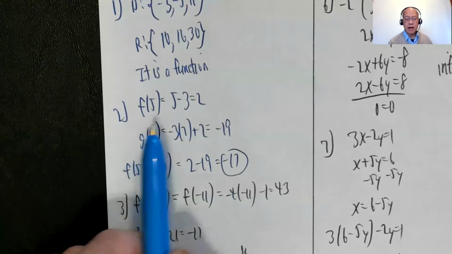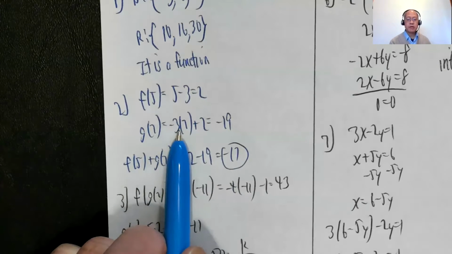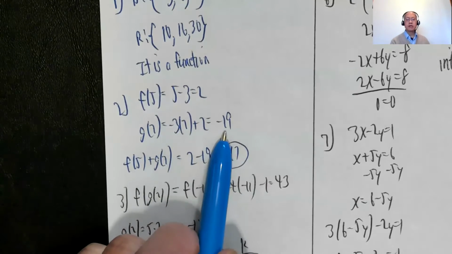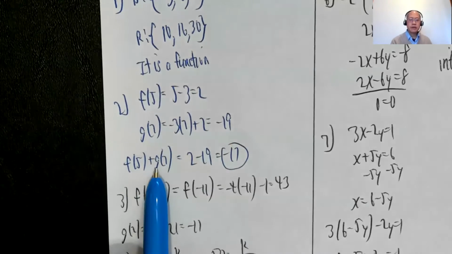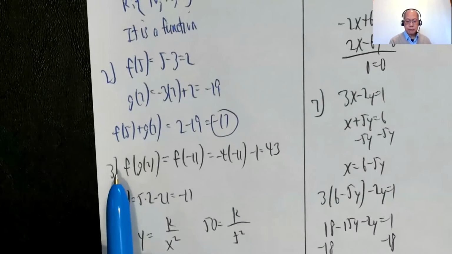Number 2, f of 5 is 5 minus 3, which is 2. G of 7 is -3 times 7, which is -21, plus 2 is -19. Therefore, f of 5 plus g of 7, I just add the 2 minus 19, -17.